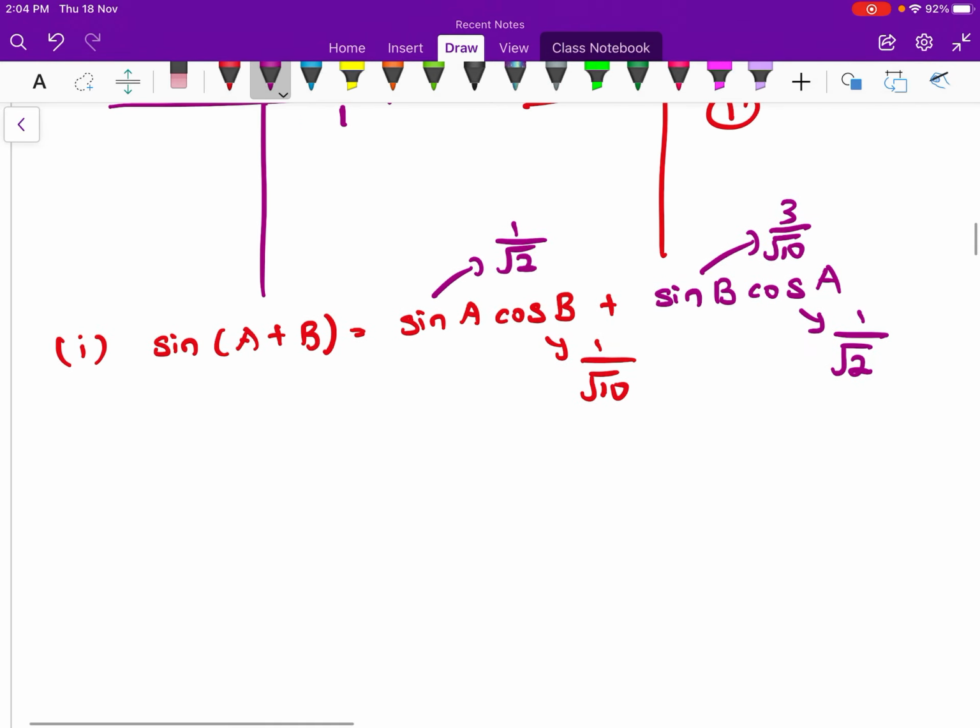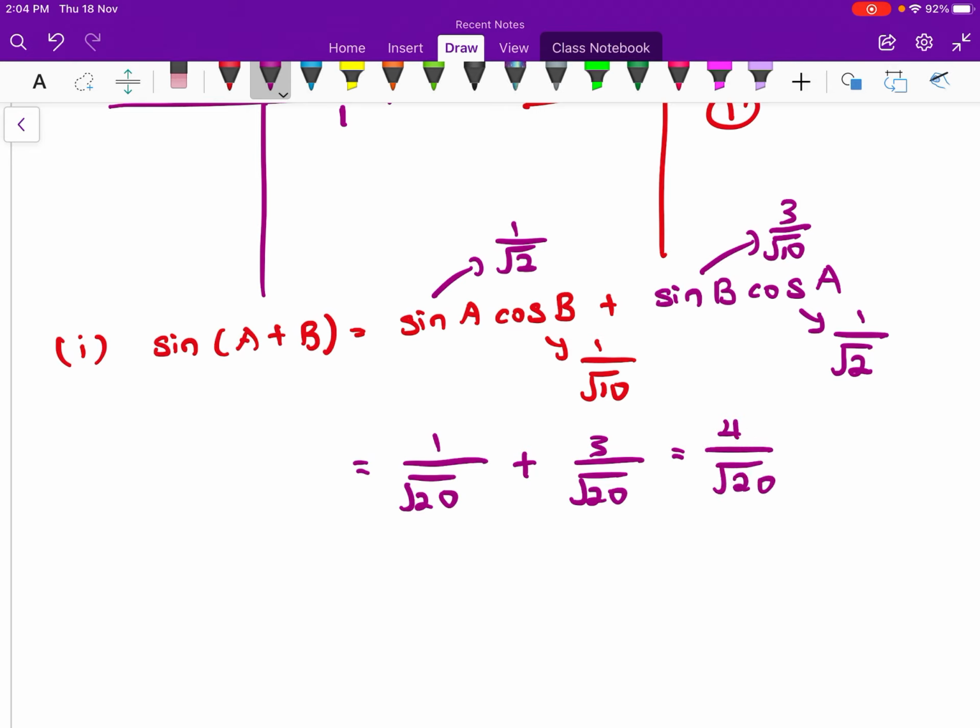Of course, you just substitute all your numbers and do your calculation. 1 over square root 20 plus 3 over square root 20. So you should get 4 over square root 20. I think for this answer, it's good to just make it in the simplest form because we are dealing with A maths. When we're dealing with A maths, we try to rationalize it.